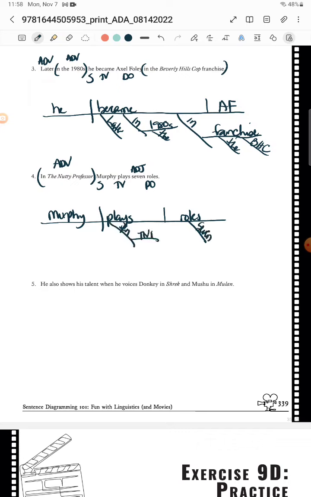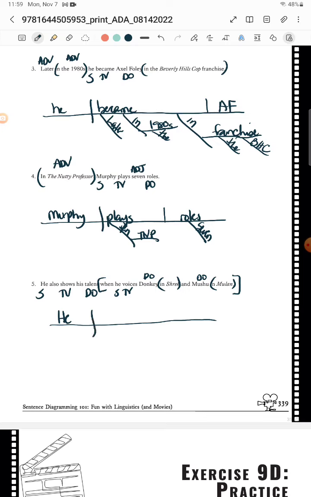Okay, and then he shows, what does he show? Talent. Ooh, we got an adverb clause. Ooh, with a double. Interesting. When he voices, so subject, transitive verb, so he voices Donkey and he voices Mushu, and then we have some prepositional phrases. Give myself room for that one.